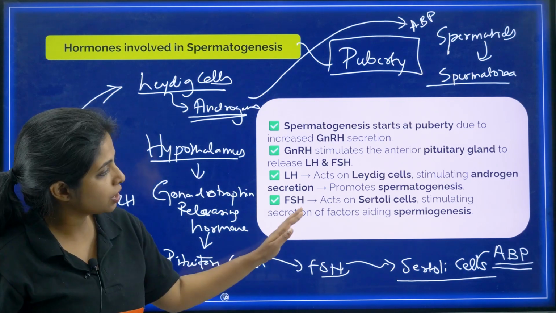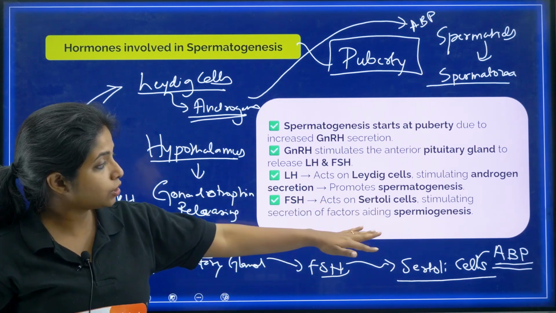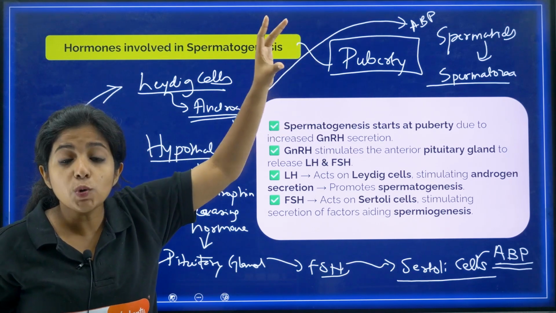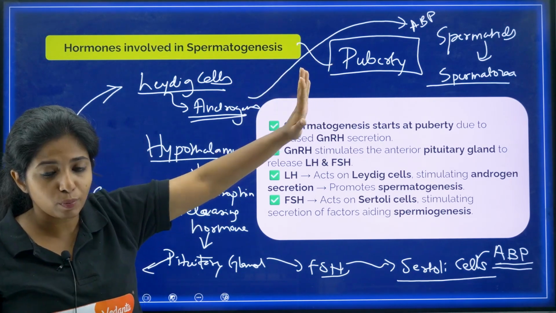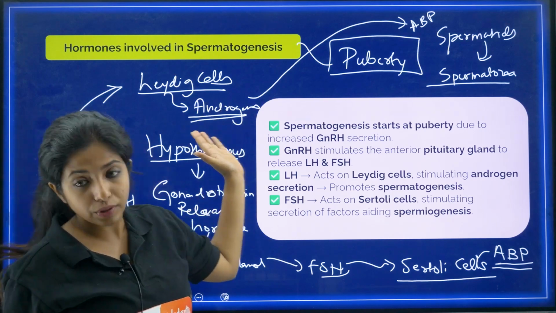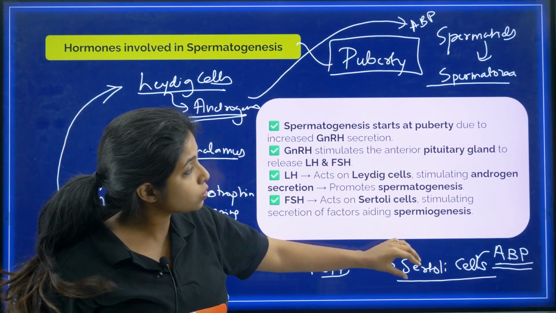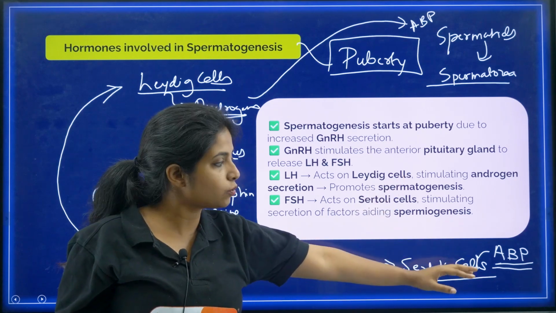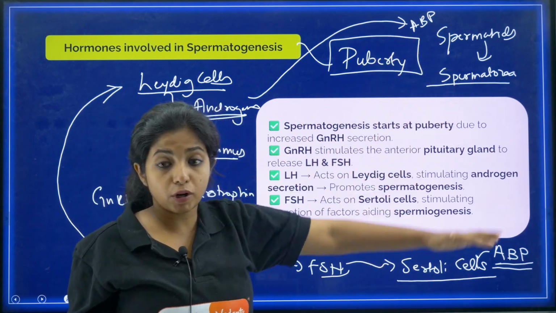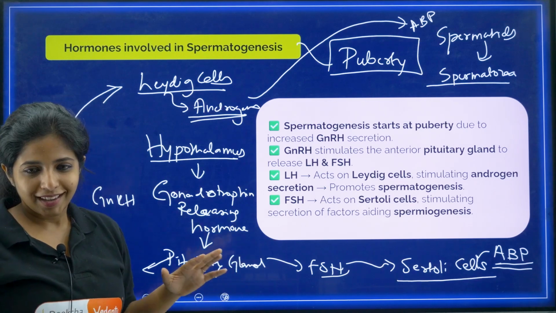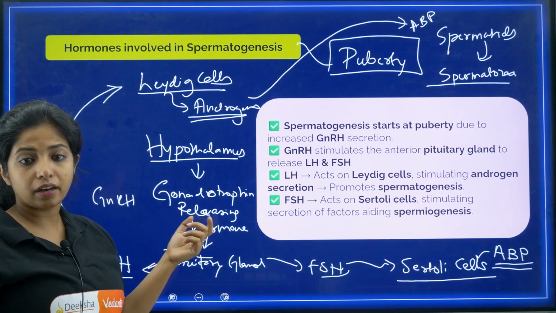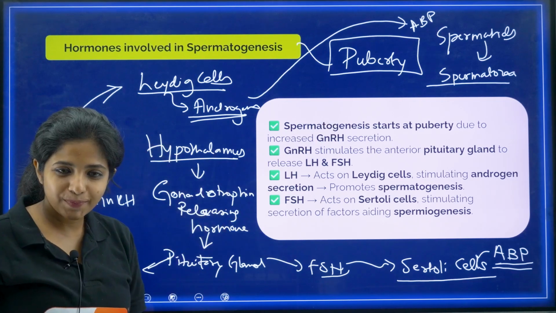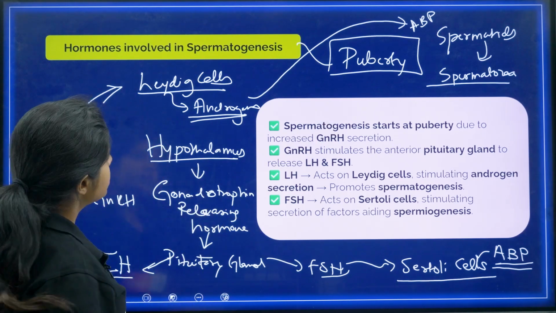So I'll say FSH acts on Sertoli cells, stimulating secretion of factors that aid in the process of spermiogenesis, because this process is known as spermiogenesis, not spermatogenesis. I'm not talking about spermatogenesis. Obviously, for spermatogenesis, you need androgens. I'm talking exclusively about spermiogenesis. Here, Sertoli cells play a major role. They produce androgen binding protein, which would help this process to happen very smoothly. Now, during puberty, the hypothalamus is active to release the gonadotropin releasing hormone, which is why all this process happens. Cool? Works? Chalo. Now the next thing.